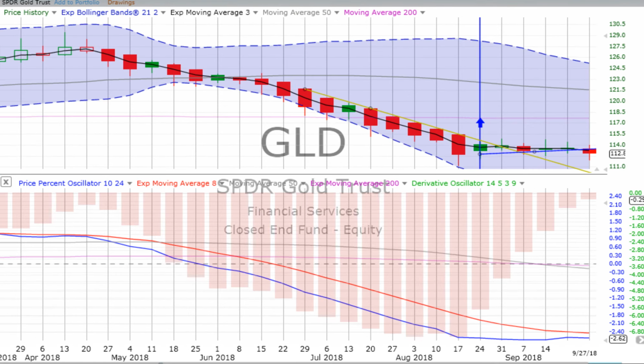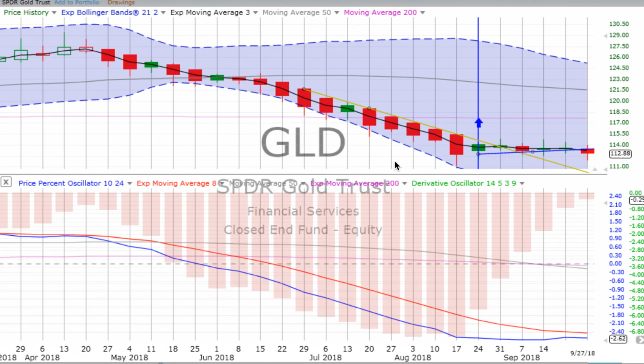And lastly, we go to gold. Gold down 0.88% for the day. Gold's been sliding sideways for quite a while. Keep wondering if it's going to cross over going up. Derivative oscillator continuing to lose downward momentum on that weekly chart. But the price percent oscillator looks like it's trying to crank over and head down again.